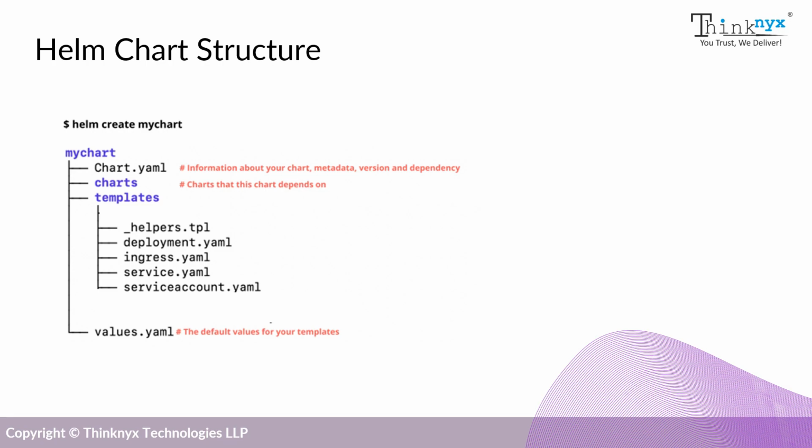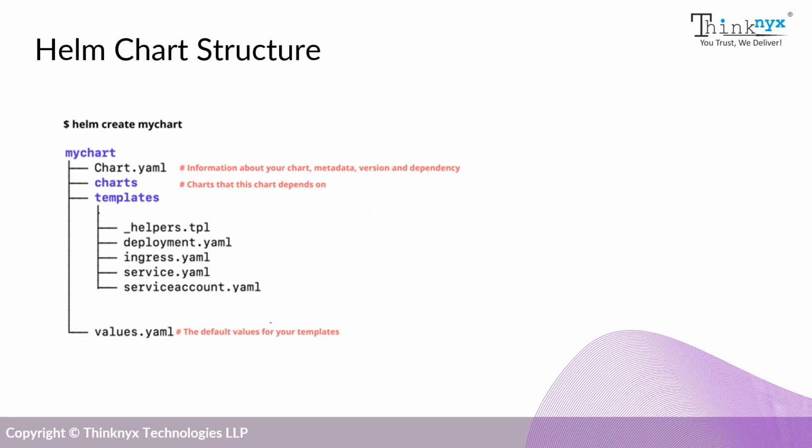Here, under the mychart directory, chart.yaml contains the metadata for the chart. It includes information such as the chart name, version, description, and maintainer details. If your Helm chart depends on other charts, you can place those charts in the charts directory. Helm will then automatically manage these dependent charts when you install or upgrade the main chart.